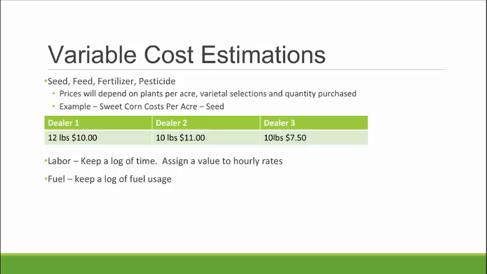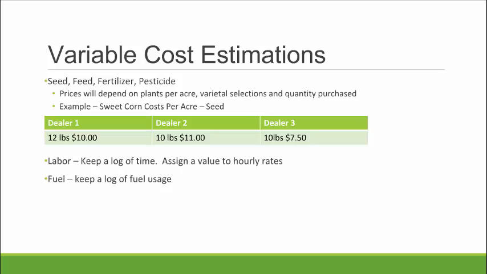If you're going with dealer 3 over the other ones, or you like dealer 2's variety, then that's the price that you can use. Those are probably the easiest variable costs to do. That's probably where farmers, it's the best place to start. And most farmers want to make sure that they can cover their variable costs with the income that they receive. The other things listed in variable costs are your labor and your fuel.